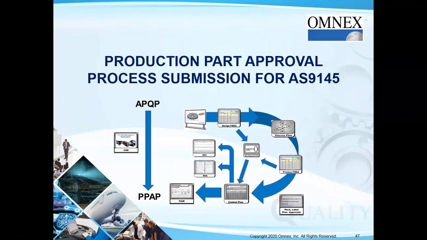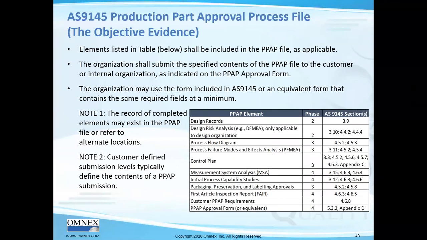Okay. So production part approval submission, like I said, that's the objective evidence. Okay. So this is the list of elements that are part of the PPAP package, right? Or that objective evidence of 9145. You have design records, you have your design risk, which is usually your design FMEA, your process flow diagram, your PFMEA, which is your process FMEA, control plan, measurement system analysis, process capability study, how well are we doing at making good parts every time, packaging and preservation, labeling, first articles, and then sometimes customers may have some additional PPAP requirements.